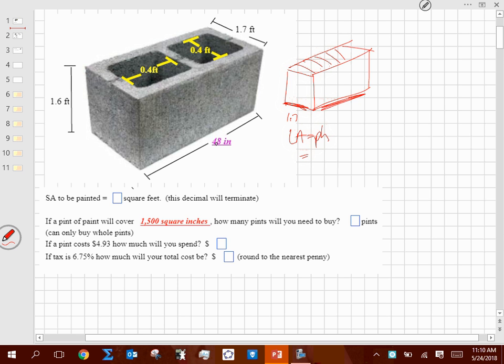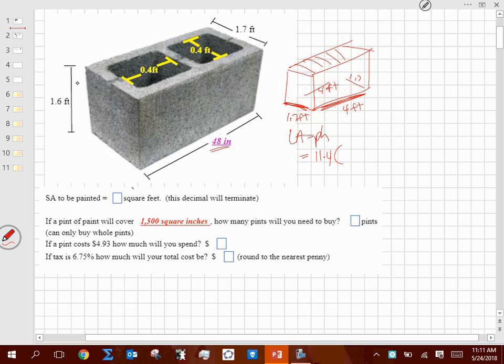This here, now be careful, this is in inches right now, so this is going to be 1.7 feet. This will be 4 feet. Okay, got 1.7 in the back here, and I got 4 over here as well. So I'm going to have 1.7 plus 1.7 plus 4 plus 4. Excuse me, 11.4. 11.4 is my perimeter.